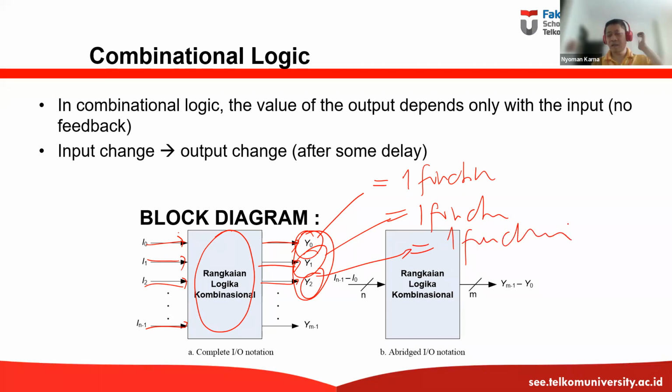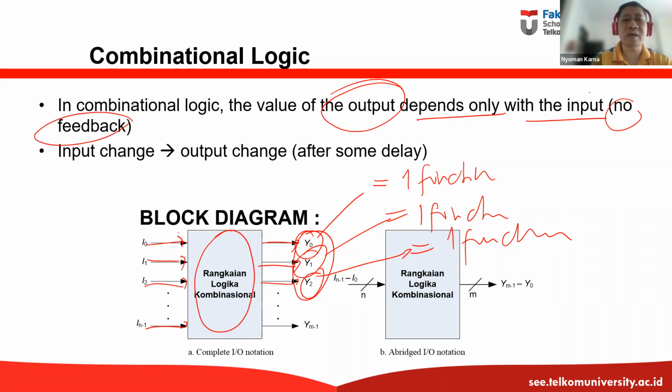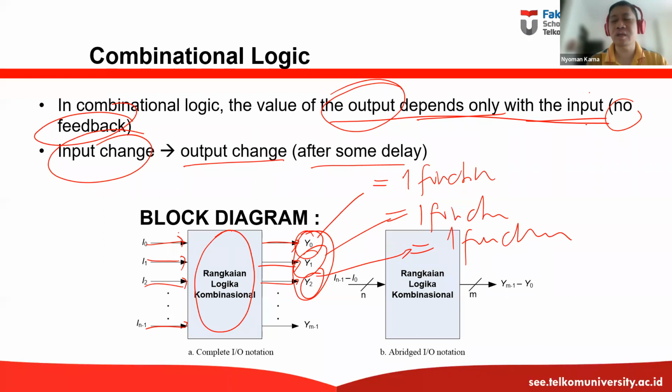That means it will represent 3 functions, one for each output. Okay. And then there are several characteristics of combinational circuits. The first one is that the output depends only on the input, which means there is no feedback. And whenever the input changes, the output will also change, although after some delay.